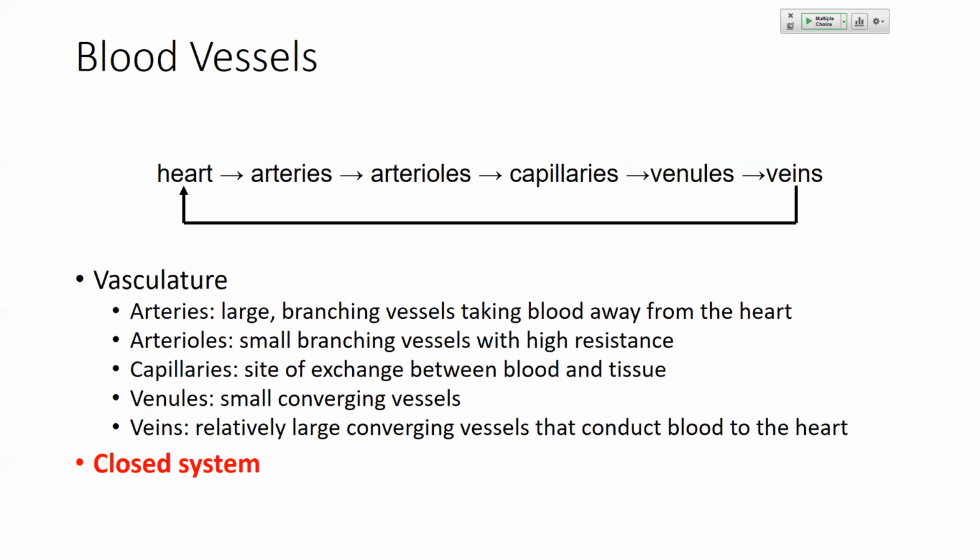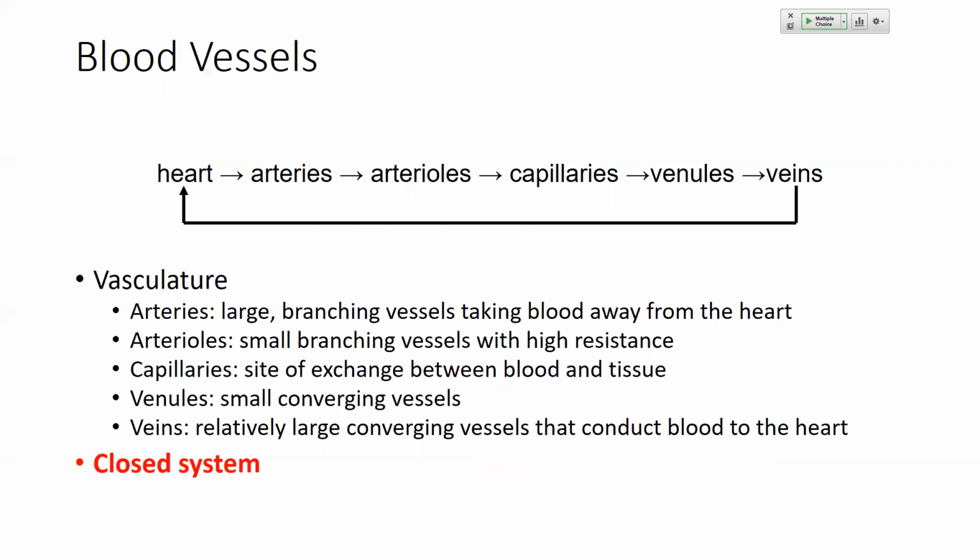Arterioles are a little bit smaller. They are branching just like arteries, but then they have a high resistance. And that high resistance means that they have a smaller lumen, all right? So they're not as wide or as thick as those larger elastic arteries, but they have a high resistance because of their smaller lumen, and that helps to maintain pressure to get that blood to go everywhere it needs to go, that high resistance.